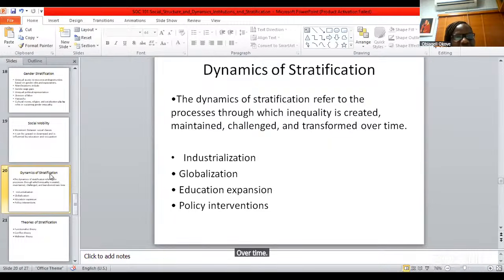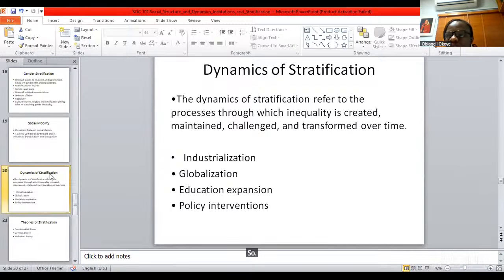So what are these dynamics? What are these processes that enable the creation of inequality? What processes create inequality in the society and ensure that the inequality is maintained, challenged, and transformed over time?